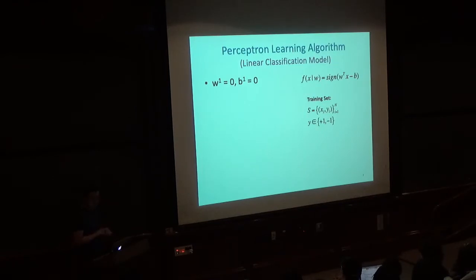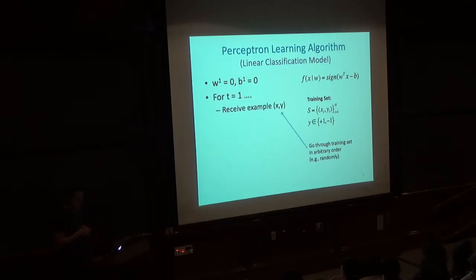We initialize the parameters of our function to the origin. This is not strictly necessary, but it makes the analysis cleaner. Then we iterate for a number of time steps, where t is the index of the time steps of learning. At every iteration, we receive an example from the training set. For example, you could randomize the training set and go in some random order. It doesn't actually have to be random, it could be arbitrary.